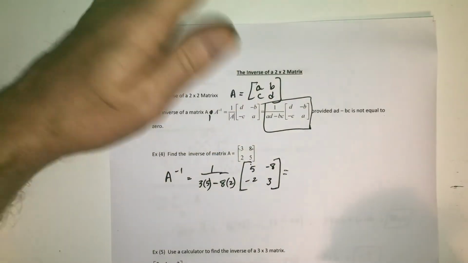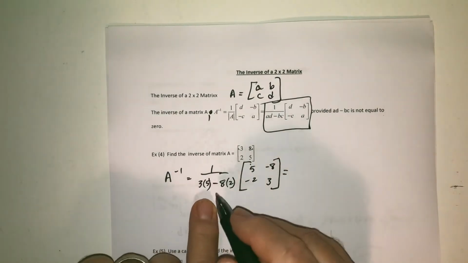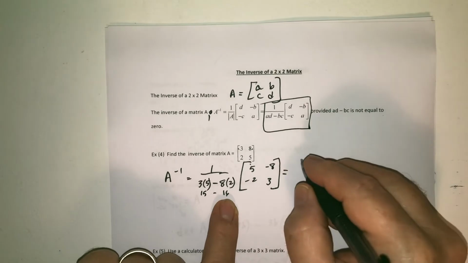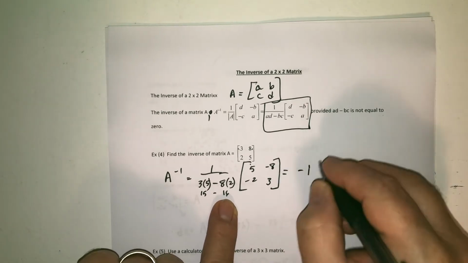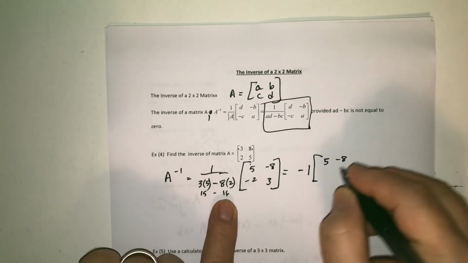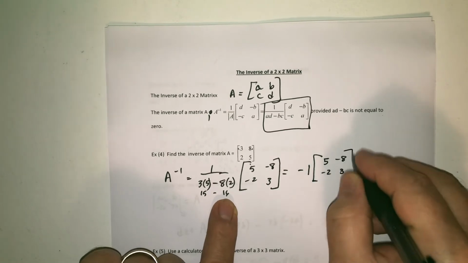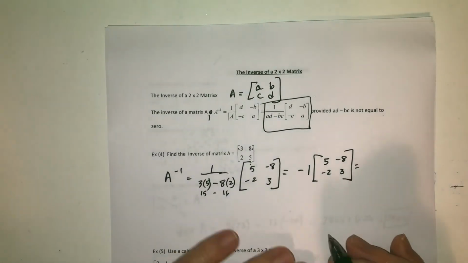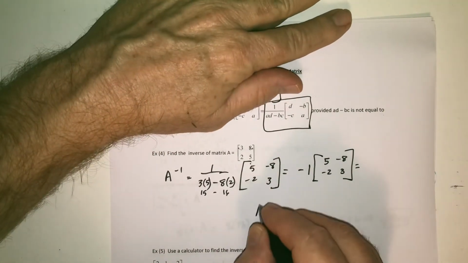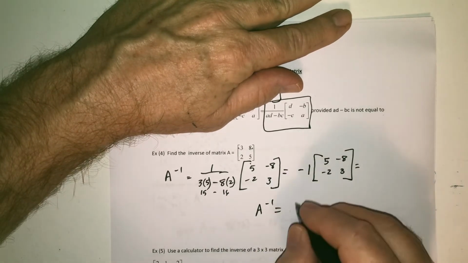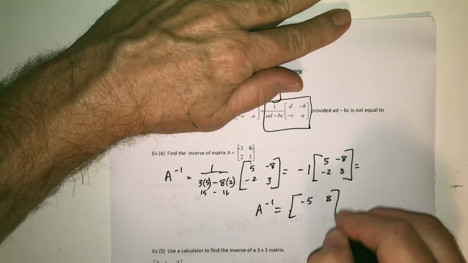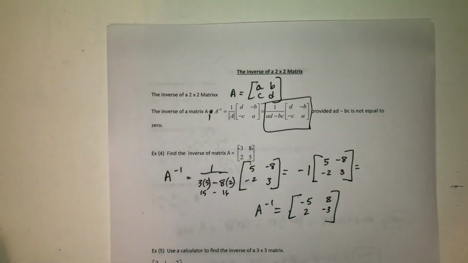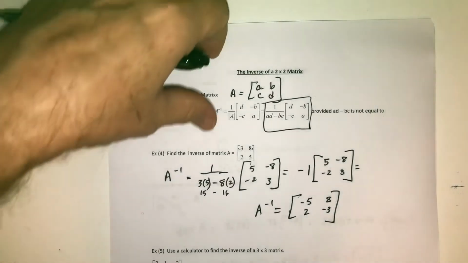And then we're going to figure out what this determinant is. Oh, that's 15 minus 16, which is -1. So that's 1 divided by -1, which is -1 times 5, -8, -2, 3. And really, when you multiply by this scalar, -1, you just change the sign on everything in there. So A inverse will be equal to -5, 8 for row 1, and 2, -3 for row 2. All right, now let's double check and make sure we found this correctly.